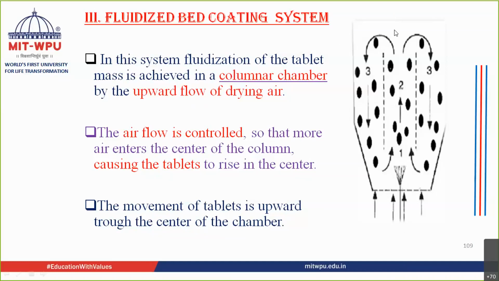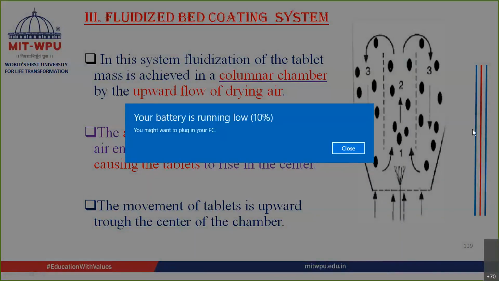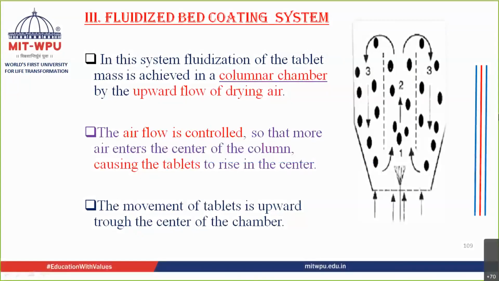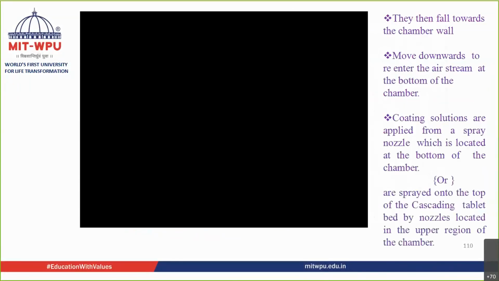Along with the hot air, you spray the coating solution. As these tablets are suspended in air, every time a new surface comes in contact with the coating solution and the tablets get coated. At the same time, the hot air is also going to help in the drying process. So the drying as well as the coating both take place simultaneously. Let us see the video of it.